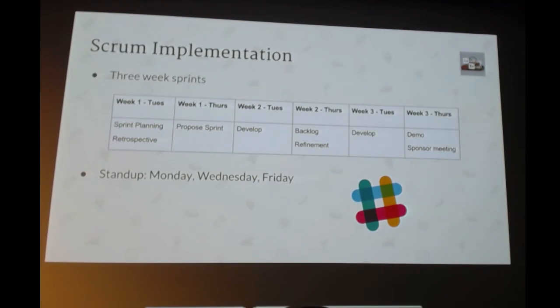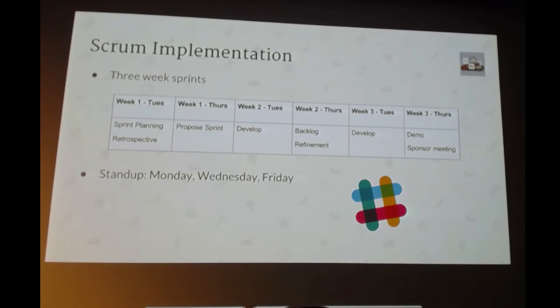So now to talk about our own Scrum implementation. We are doing 3-week sprints. We laid out our calendar here. Week 1, Tuesday, we do our sprint planning meeting. Unless it's the first sprint, we also do a retrospective beforehand. Week 1, Thursday, which is our sponsor meeting, we propose a sprint to the sponsor, get any last-minute feedback or changes, and as soon as that's done, we start straight into development.